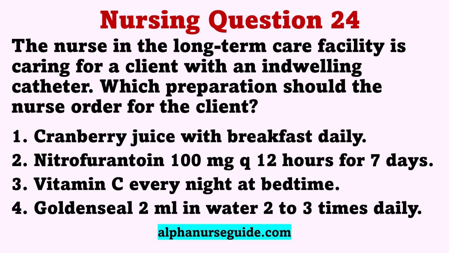The correct answer is 1. Cranberry juice with breakfast daily. Cranberry juice is acidic and will change the pH of the urine, making it harder for bacteria to survive in the environment. It can be used prophylactically to prevent UTIs. It does not treat an infection. The nurse can arrange with the dietitian to include this in the client's dietary plan. Nitrofurantoin, a sulfa drug, is a prescription medication that is used to treat chronic UTIs, but the nurse could not order this medication. In a long-term care facility, over-the-counter vitamin C would require an HCP order. Golden Seal is an herb used for UTIs, but in a long-term care facility, it would require an HCP order.